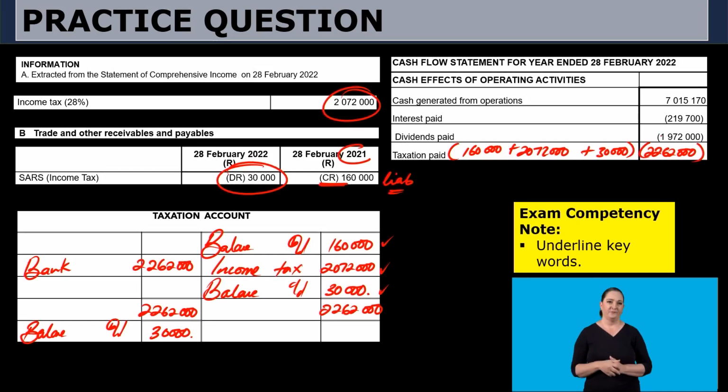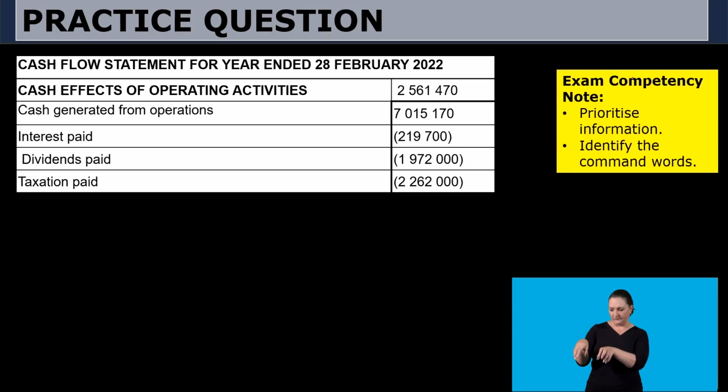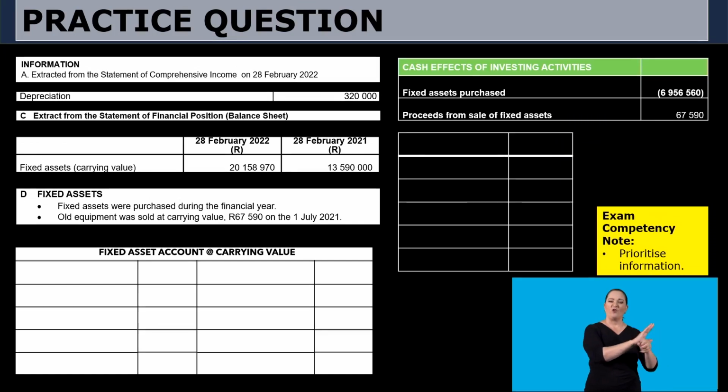So far we have our dividends paid. Now we have calculated our taxation paid. And then we can now calculate our cash effects from operating activities. Okay, there it is when it is now fully complete. Let's quickly come and now we want to calculate the changes in our fixed assets.